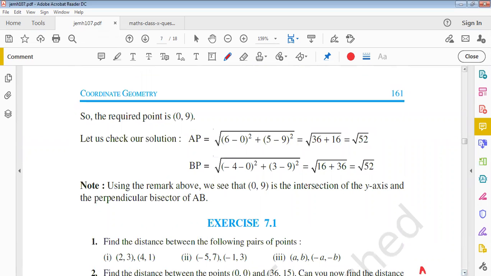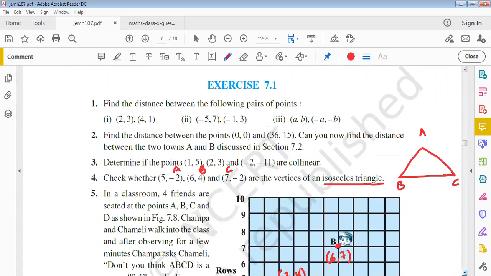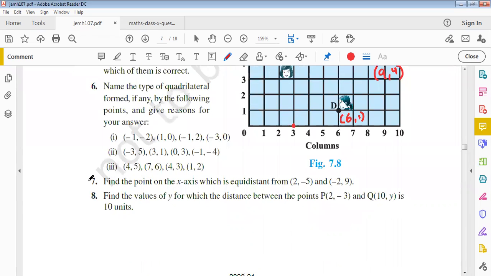Got it? Now, based on these example sums, please do one question. Question number 7. Can you do it now? Vaibhav, please do question number 7. Okay, sir.